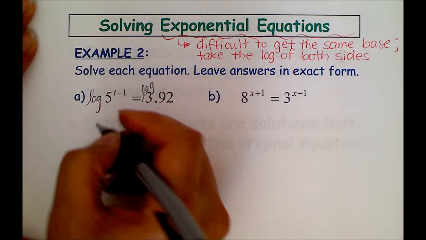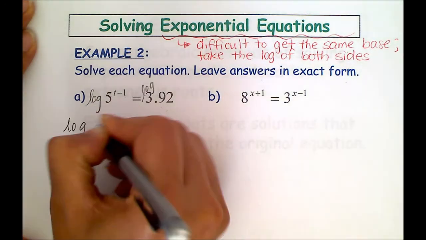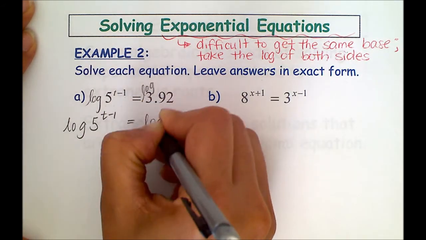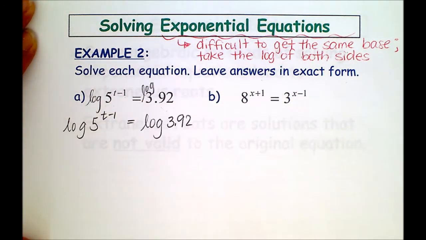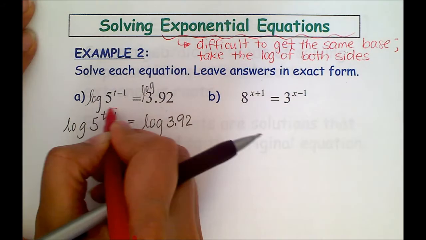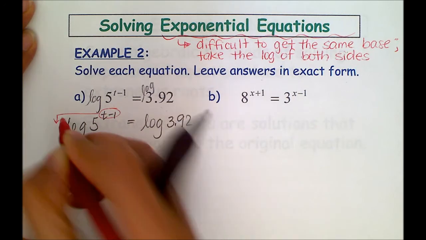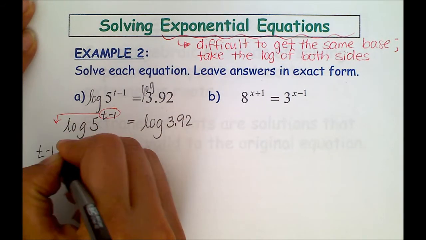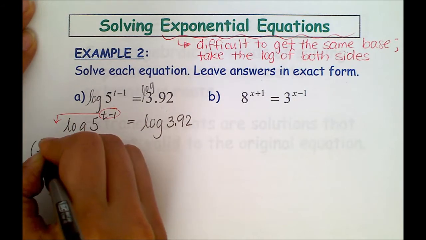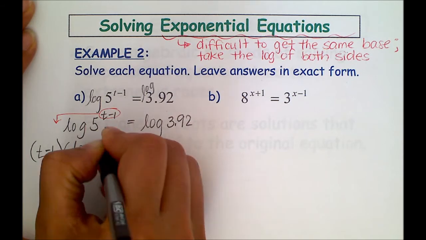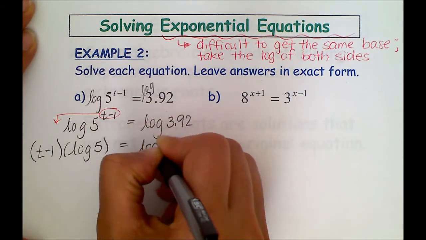And so what this will look like is log of 5 to the exponent t minus 1 equals log of 3.92. And now if I'm trying to solve for the variable, what you'll notice is that the variable is in the exponent part. And so what I'm going to do is use the power law and bring it down as the coefficient. And so I get t minus 1 times, and I'm going to put t minus 1 in brackets because it's more than one term, times the log of 5 equals the log of 3.92.